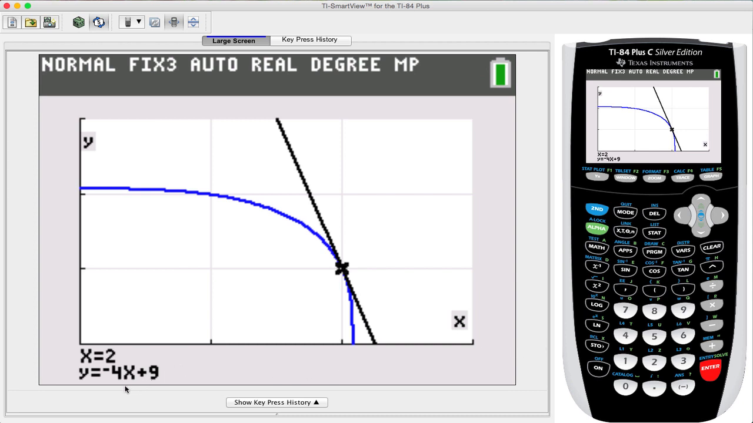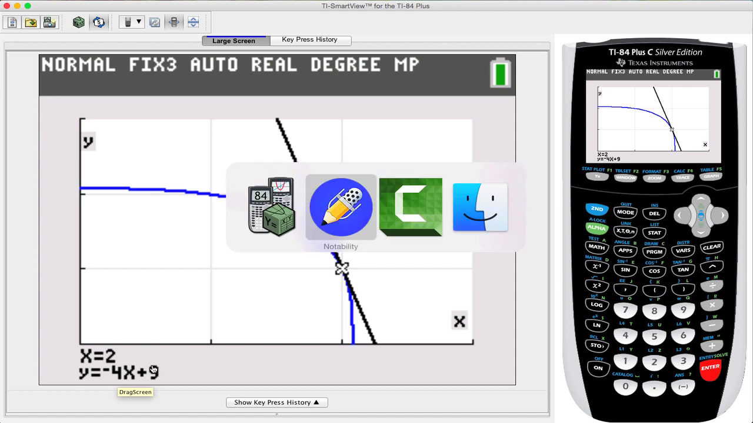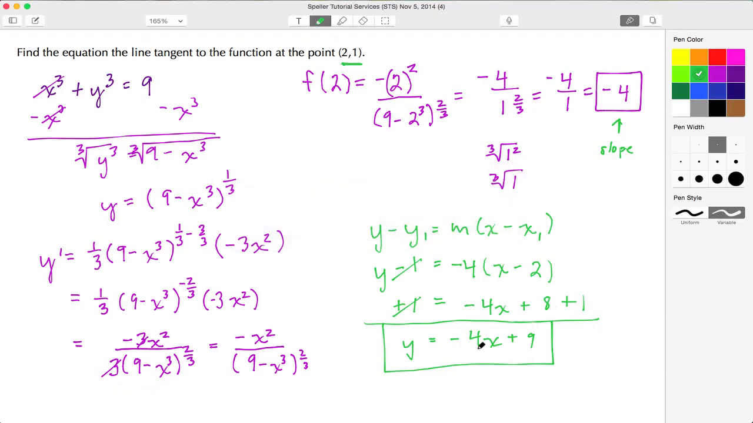And if we look at the equation for the tangent line, we see that it is negative 4x plus 9, which is the same thing that we calculated by hand. Y is equal to negative 4x plus 9.